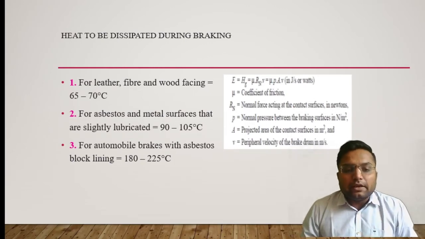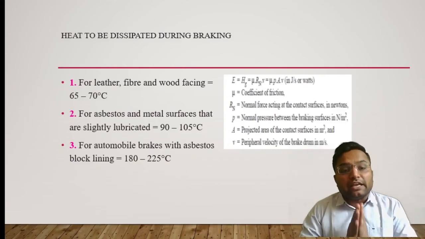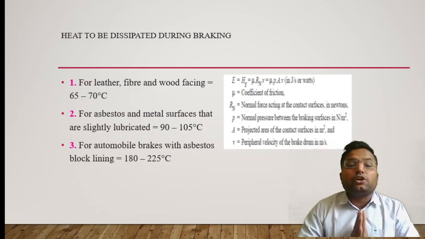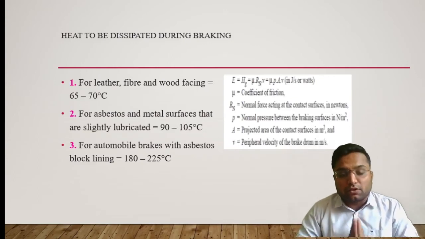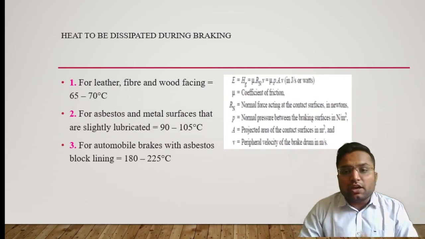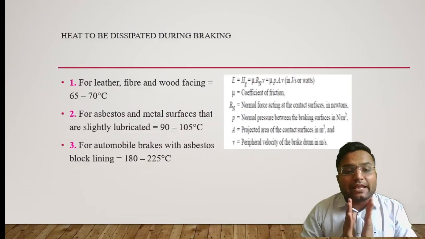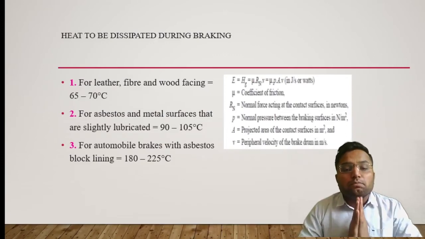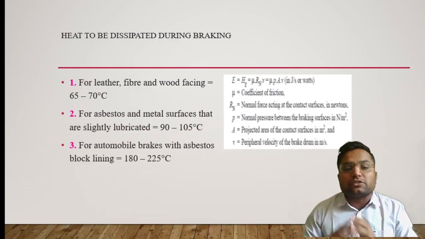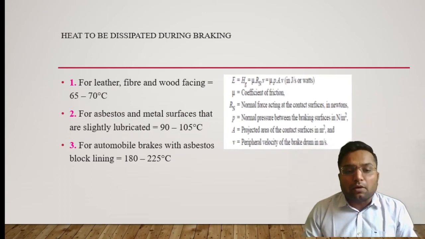So ultimately, what we are doing is, in this case, we are converting our mechanical work into heat by means of applying frictional force on our moving material. So here you can see energy, which is in terms of heat generated. It is directly shown as mu Rn into velocity v, where Rn is normal force and velocity v is velocity of our braking drum, or you can say rotating element.